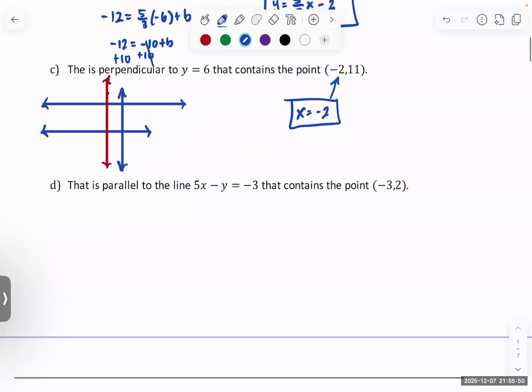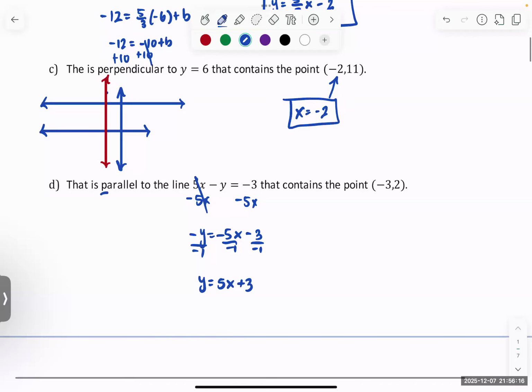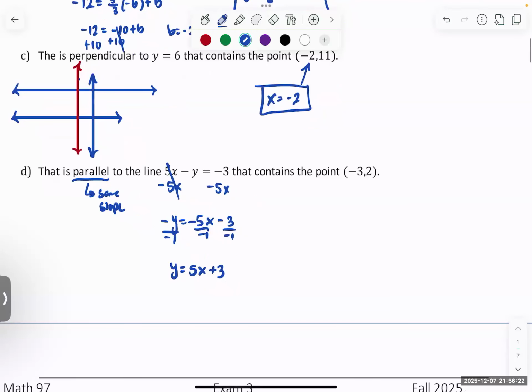And now find the equation of a line that is parallel to this that contains the point -3 comma 2. So first of all, we need to put this into slope-intercept form. So negative y equals negative 5x minus 3. Divide everything by negative 1 because we just want y. Y equals 5x plus 3. So parallel means same slope. So right off the bat, we know that this line is going to have y equals 5x plus b, and you need to find what b is.